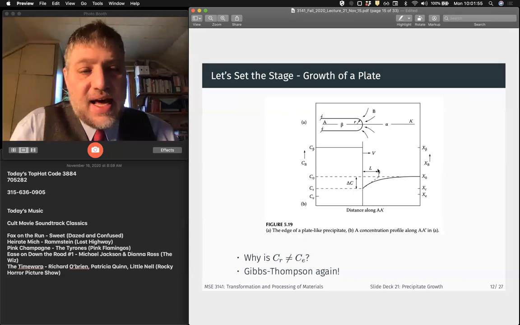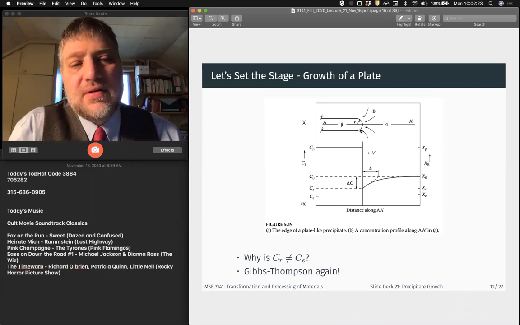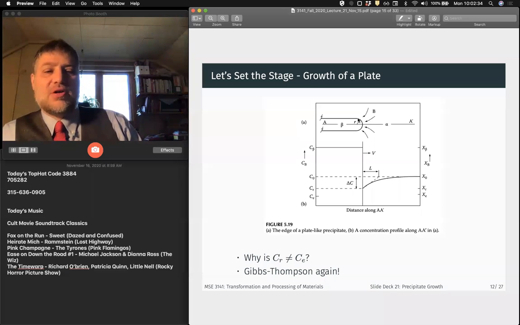Yeah. So this L here is going to be a function of two things: the composition change from beta to our alloy composition, and it's also going to be a function of this diffusion. So that's really what's going to set this up. L is a constant times our radius, essentially.